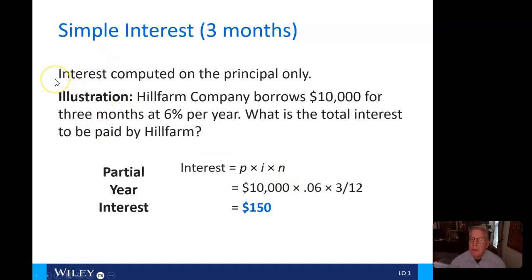Okay, interest computed on the principal only, we call that simple interest for 3 months. So let's illustrate here. Hill Farm borrows $10,000 for 3 months at 6% per year. What's the total interest? Same formula. But this time we take $10,000 times 6%, that's our $600, but we only borrowed it for 3 months here. So we take 3 months as a percentage of 12 months because that $600 was an annual amount, and that gives us the interest of $150. Now that's pretty easy, and I think you've had that as review.